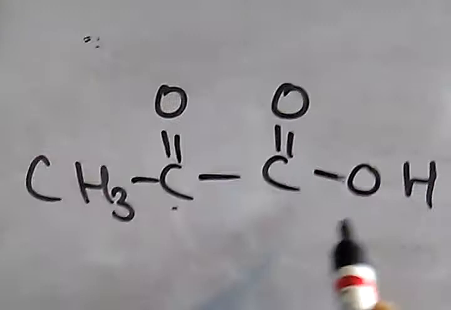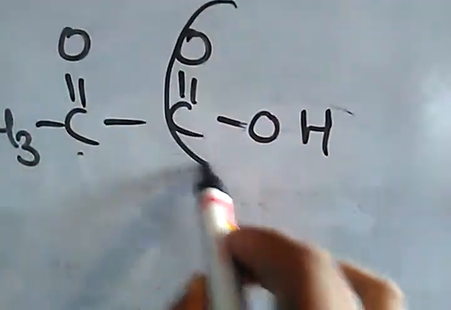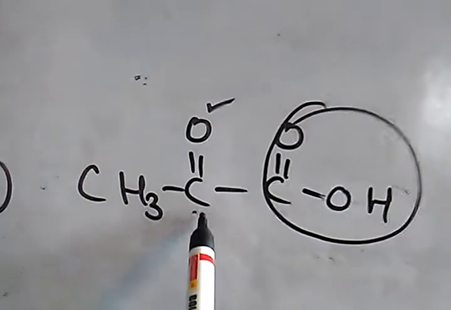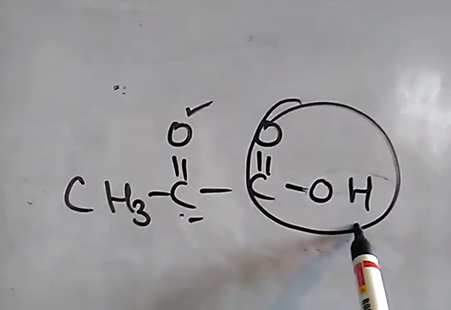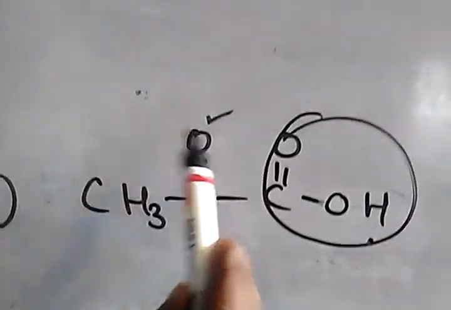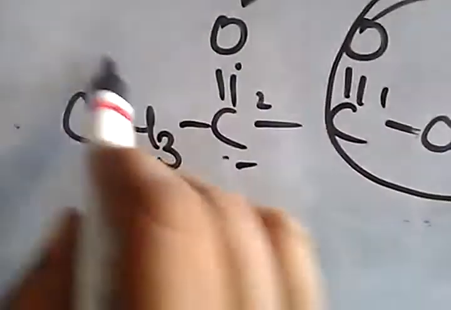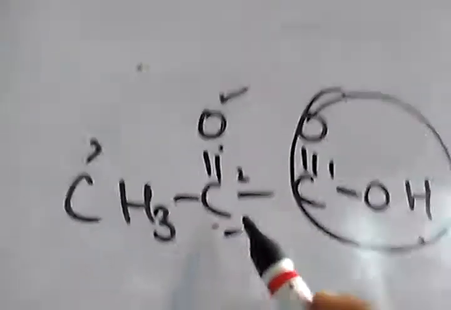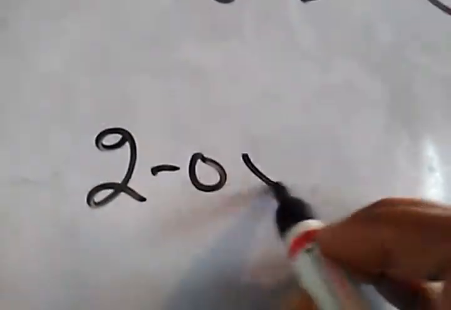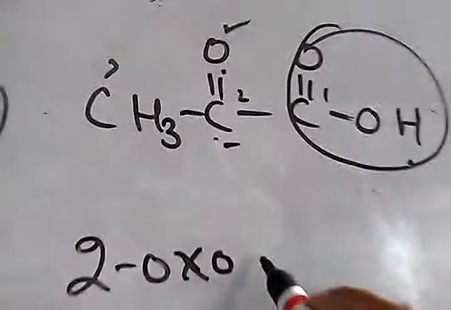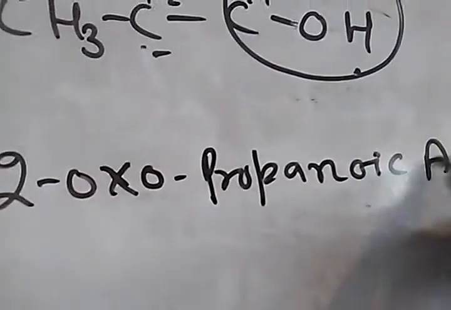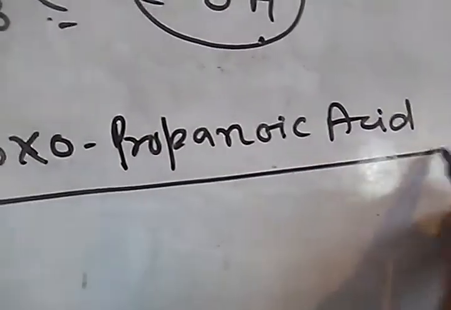Next example is CH3COCOOH. This one is the carboxylic acid group, functional group. This one is the ketone group. But ketone is junior as compared to the carboxylic group. That is why it will be considered only as a side chain. 1, 2, 3. And at the second position oxygen is present. 2-oxo propanoic acid. It is 2-oxo propanoic acid.